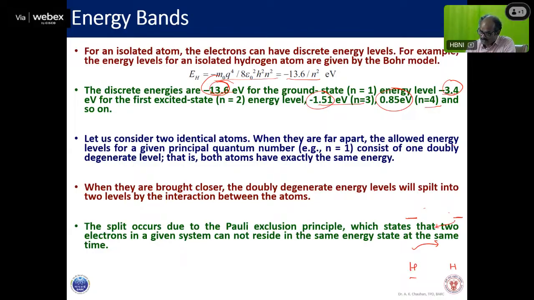This energy level will split into two levels because of the interaction of these two atoms, or you can say the overlapping of the wave functions. This split occurs due to Pauli's exclusion principle, which states that two electrons in a given system cannot reside in the same energy state at the same time. This is a very important concept when band formation is taking place inside solids. Though it is not hydrogen, it applies to the other atoms as well.